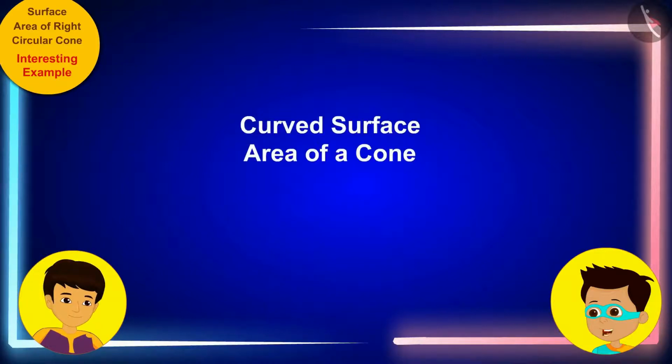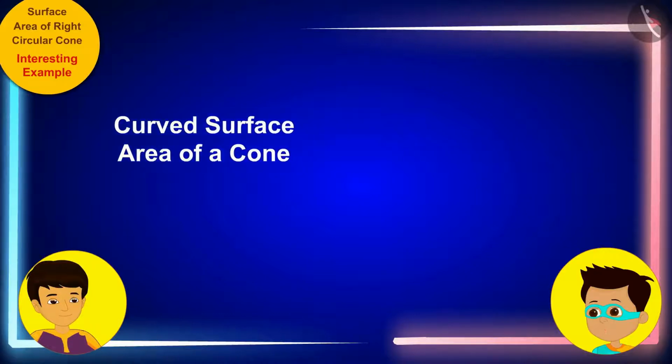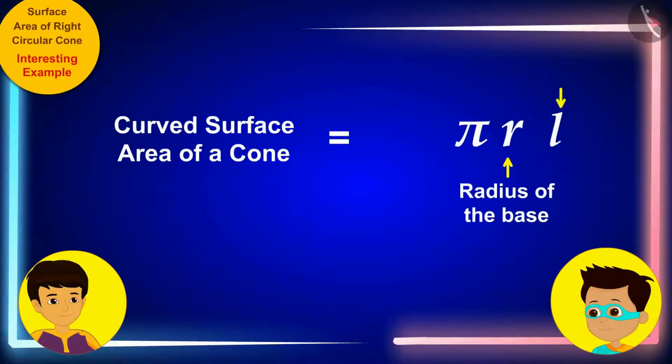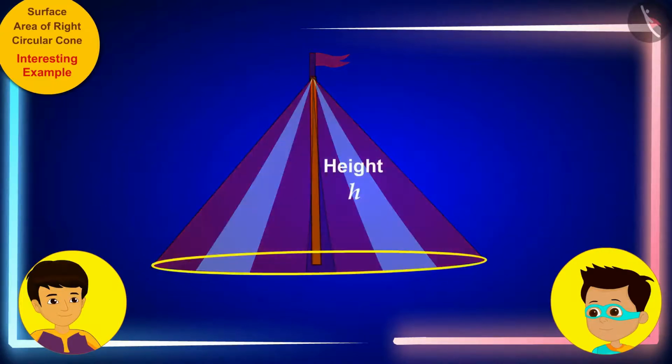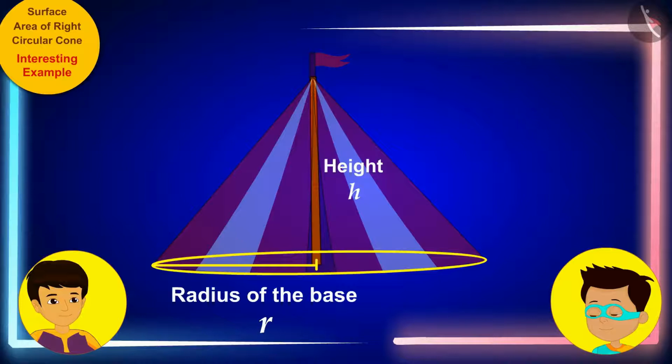Good, I remember the formula of the curved surface area of a cone. The curved surface area of a cone is equal to the product of pi r and l, where r and l are the radius of the base and the slant height of the cone respectively. We can find the radius of the base of the tent by measuring from the center of the floor of the tent till the boundary of the tent. But tell me, Thomas, how do we find the slant height of the tent?